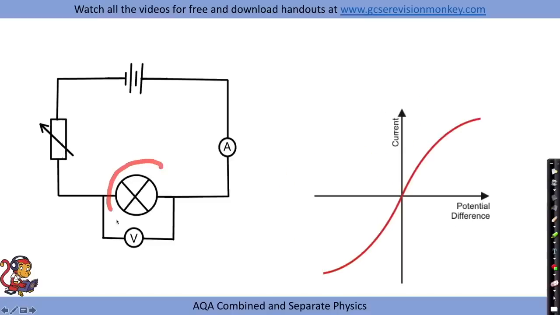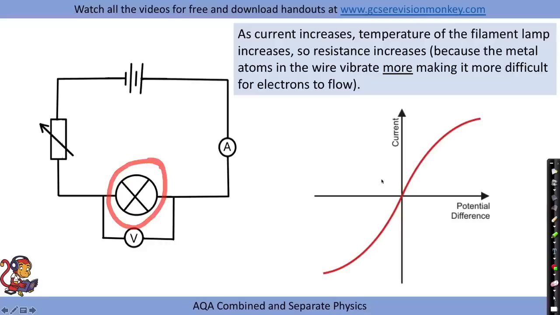Finally, you might want to draw an IV graph for a filament lamp, and this graph has a different shape again, because as current increases, the temperature of the filament lamp also increases, so resistance increases. Okay, you can see here the graph tailing off as current gets higher.